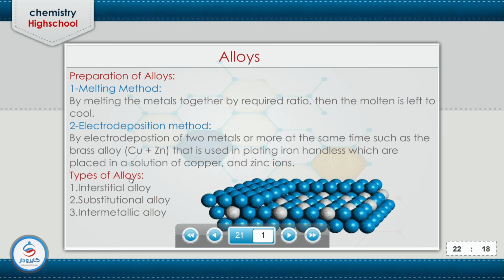Types of alloys. There are three types of alloys. Number one, interstitial alloys. Number two, substitutional alloys. Number three, intermetallic alloys.